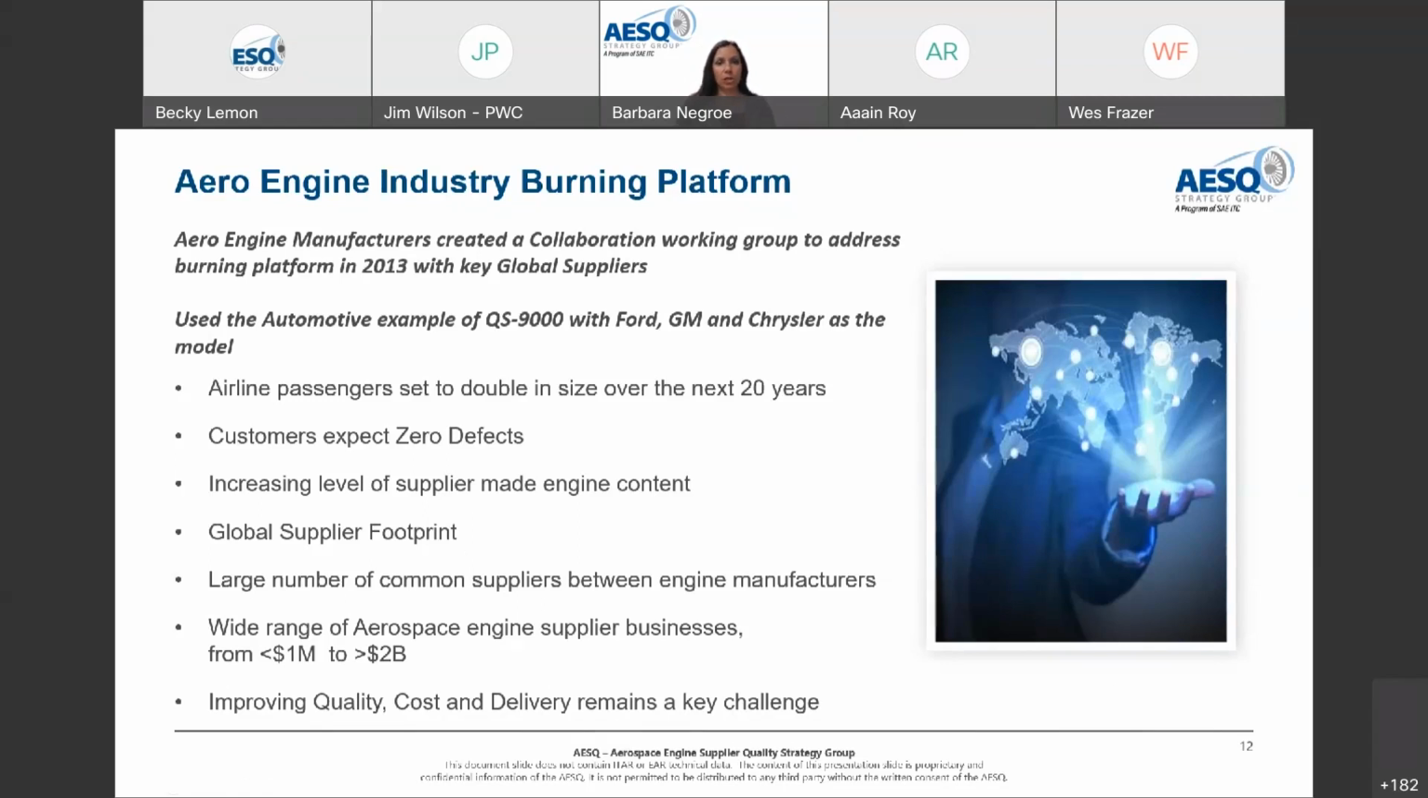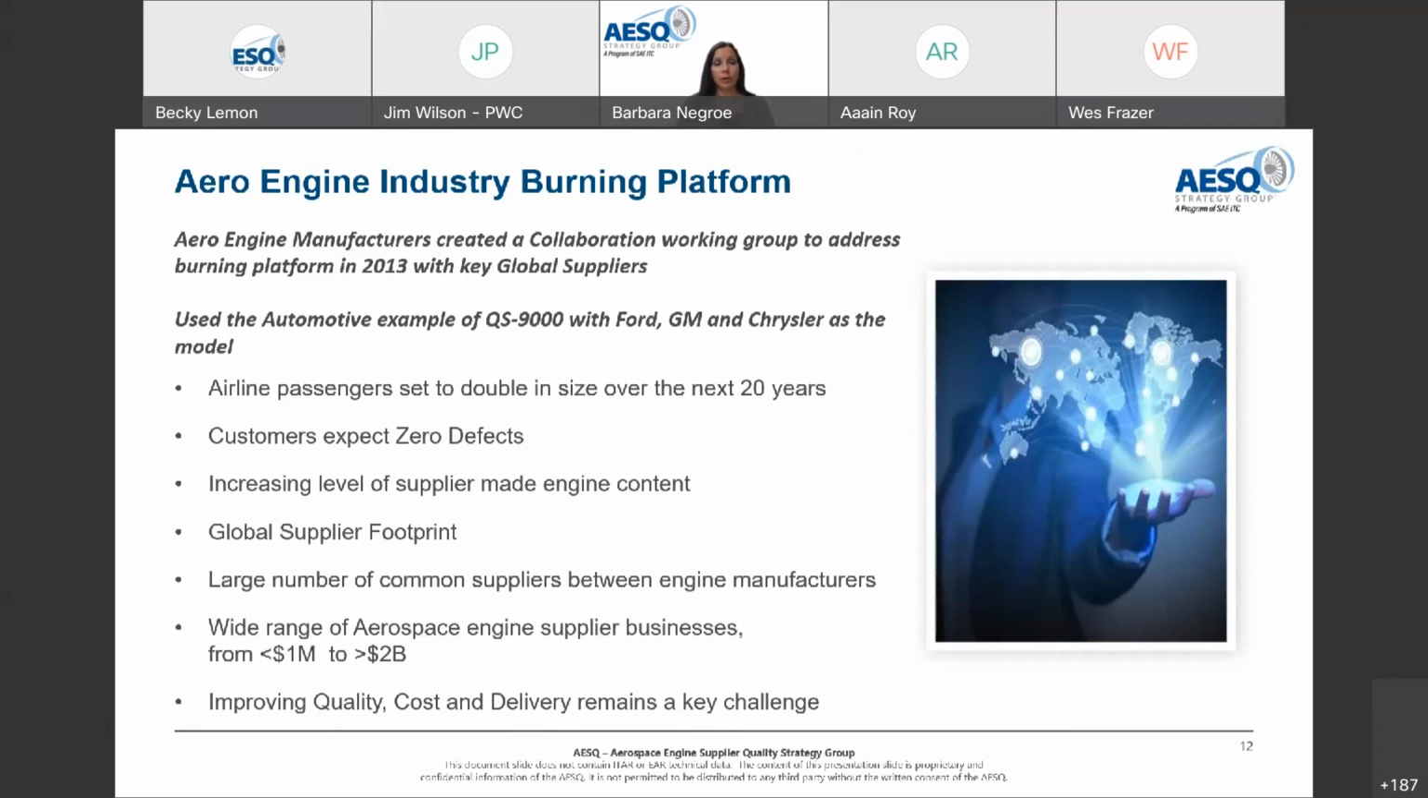Starting at the beginning, the Aero Engine Manufacturing Group was really developed out of a collaboration to address the burning platform back in 2013. That burning platform is not very different than what it is today. We continue to evolve. It consisted of the fact that airline passengers were set to double in size in the next 20 years. Our customers expect zero defects, and I think anyone who works with customers at any level can attest to that. There is an increasing level of supplier-made engine content. Whereas in the past, a lot of the engine content was made within the OEMs, our supply base has grown and grown, and more is made at the suppliers.